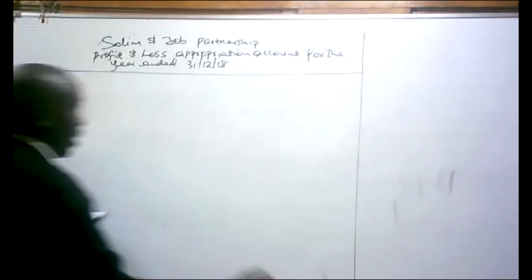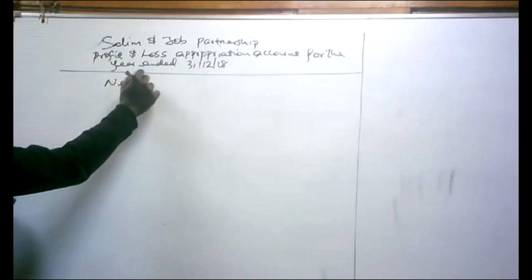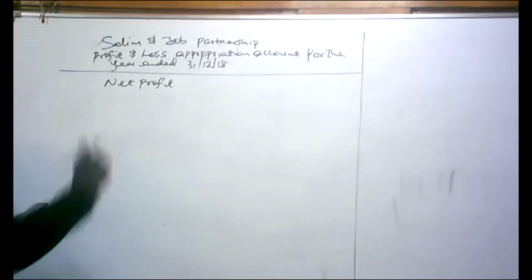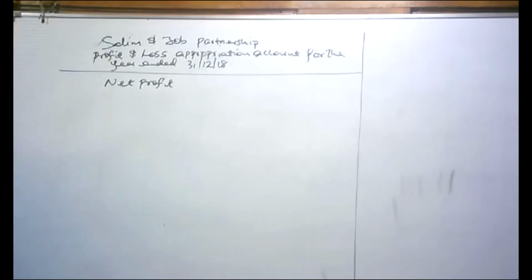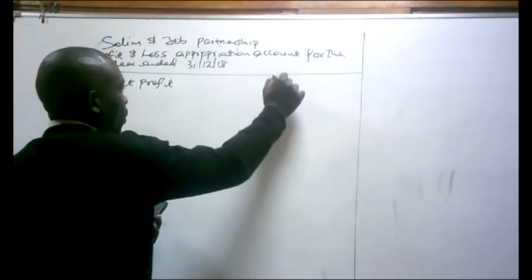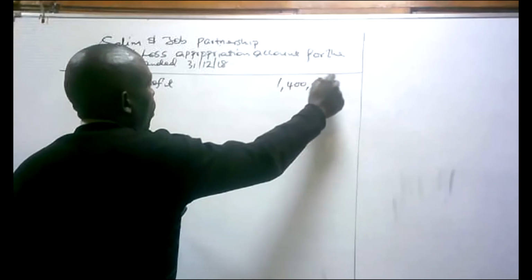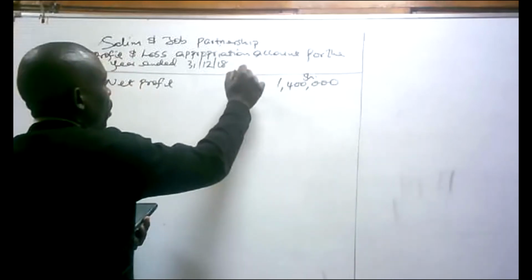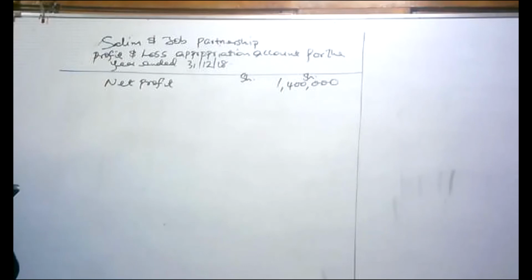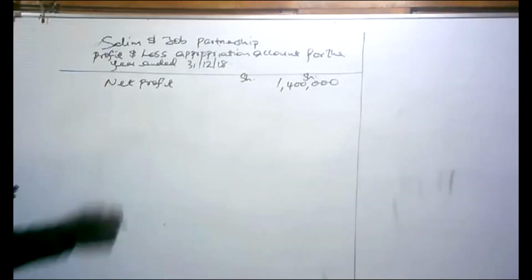We normally start with the net profit, the net profit that was realized. We are given there, Roman 3: net earnings for the year ended 31st December 2018 was 1.4 million shillings. That is the net profit.